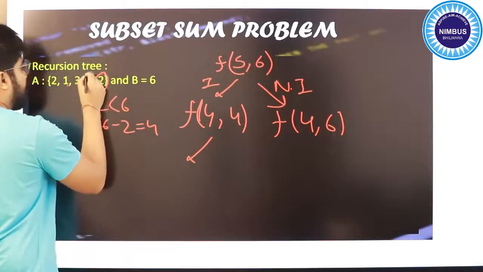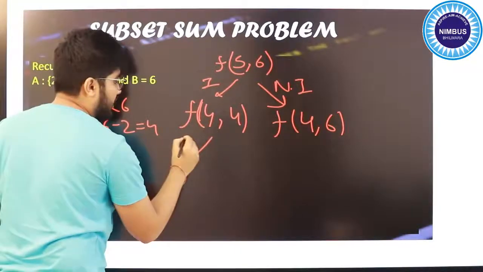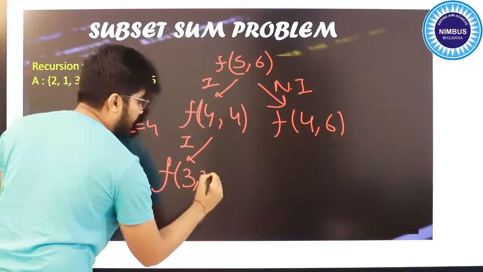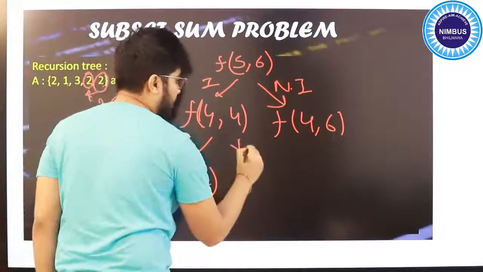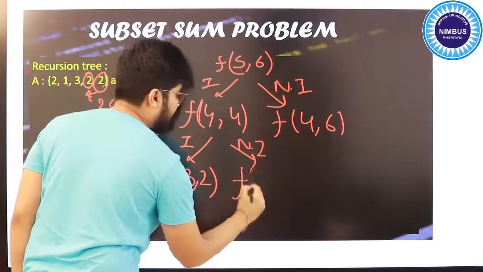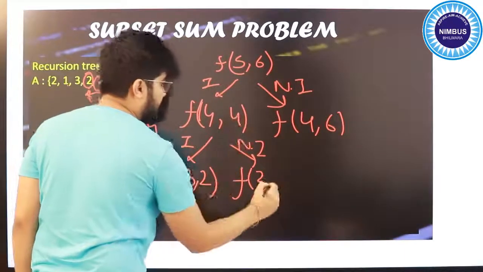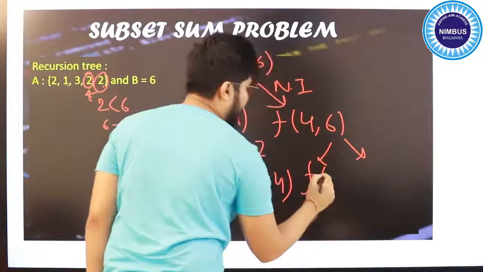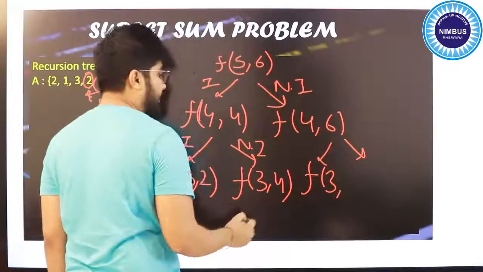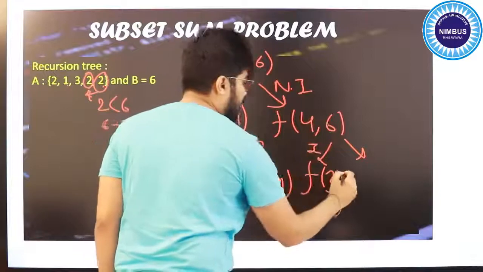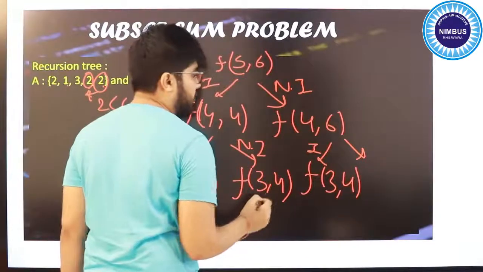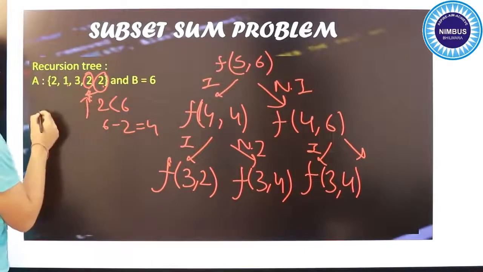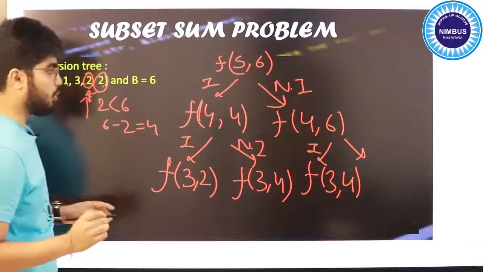Now the next element is again 2, so we may include it. If we include it, then we'll get f of 3 and we need to find the sum now 2, or if we do not include it, then we are going to get f of 3 and the sum will remain the same 4. Similarly here we need to find for f of 3, and if we include it, then we'll get f of 3 comma 4, because 6 minus 2 will give you 4. The value of the fourth element is 2.